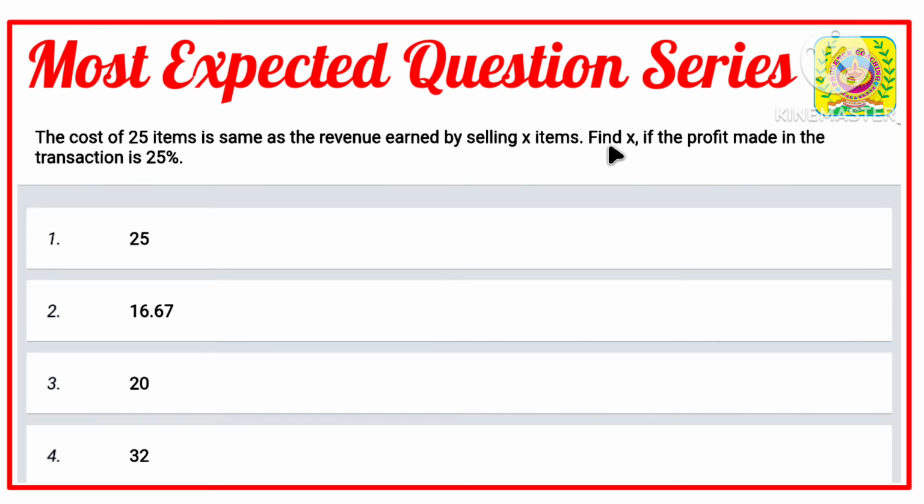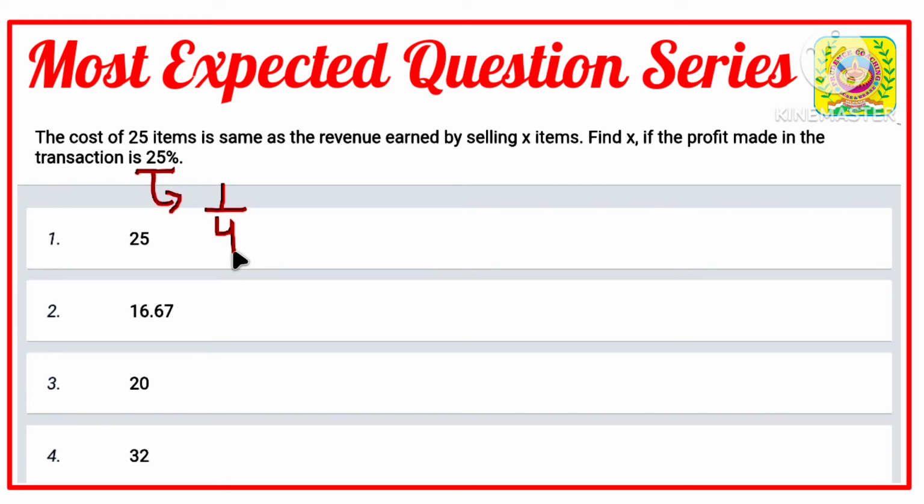Next, it is given find X. So you need to find the value of X if the profit made in the transaction is 25%. So here the profit percentage is given to be 25% and you need to find out the value of X. So what you need to do is start with the 25%. Do you know the fraction value of 25%? Yes, very good. You all know 25% means what?